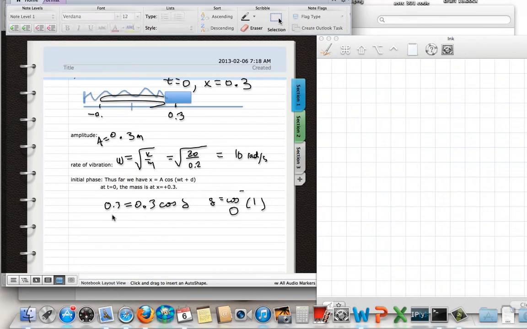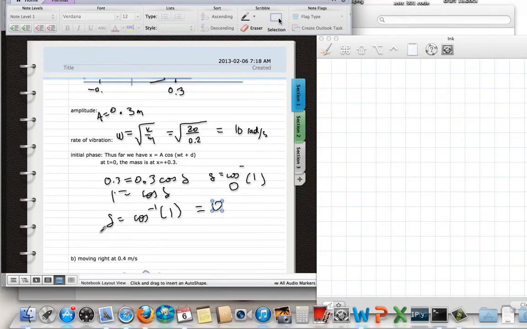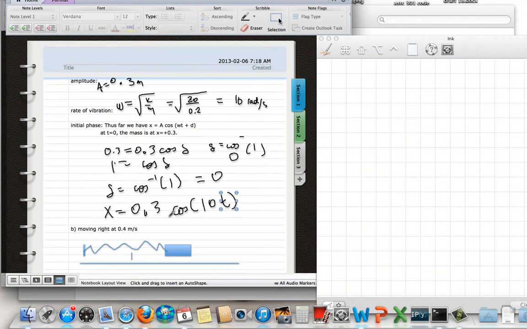So you get 1 equals cos delta. Delta is the inverse cosine of 1, which is 0. So we can now write our position as a function of time. It's just 0.3 cosine of 10t. The initial phase angle was 0.